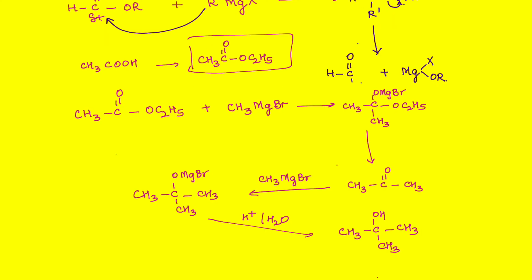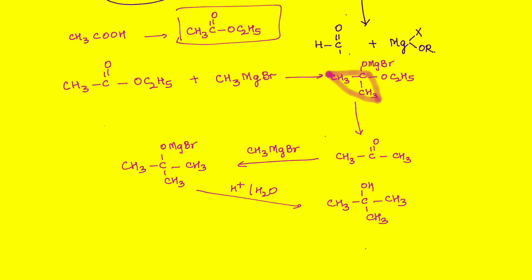Do our answers tally? Yes. Step 1, form the addition product. It offloads the MgBr and OC2H5. And what do we have left over here? Yes, we've got a ketone coming from CH3 C double bond O over here. Now the ketone reacts further with the Grignard's reagent to give us an addition product, which on acidic hydrolysis is giving us a tertiary alcohol. Again, 2-methylpropan-2-ol.